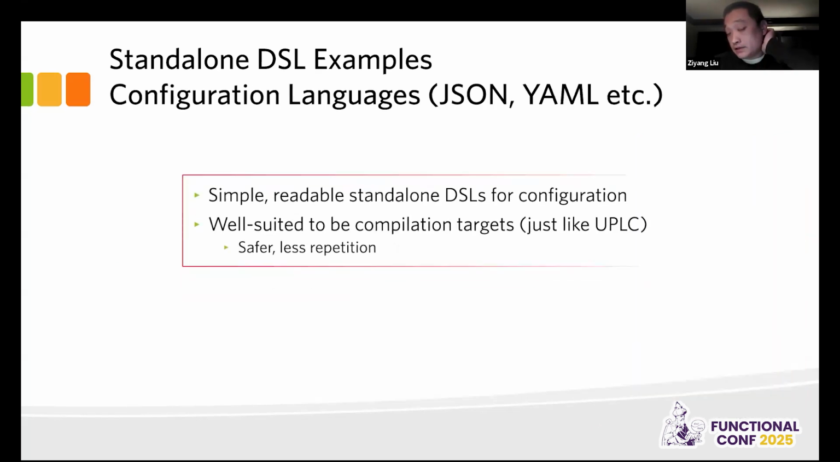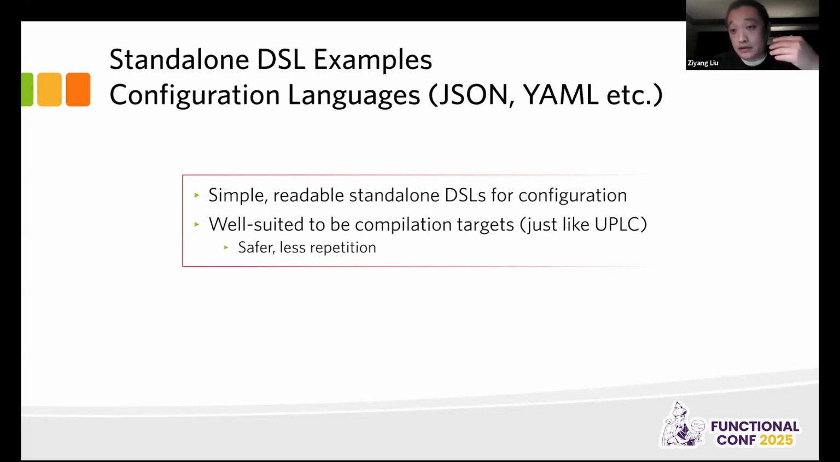The second example I have is a very different category, which is configuration languages like JSON and YAML. These are also standalone DSLs, and they can do configurations and other things. Because most people are already familiar with them, I'm not going to spend too much time on it. But one thing worth noting is that languages like JSON and YAML are also very well suited to be compilation targets, just like UPLC, because they are human readable. People may think of them as something that needs to be written by hand, but that's not the case. I mean, they are very suitable as compilation targets.